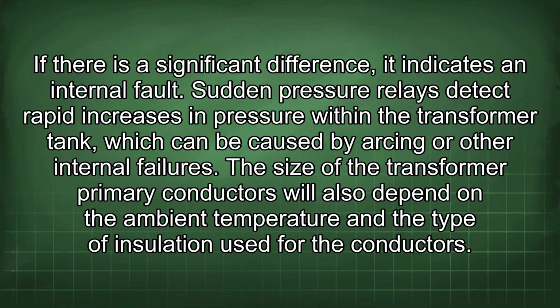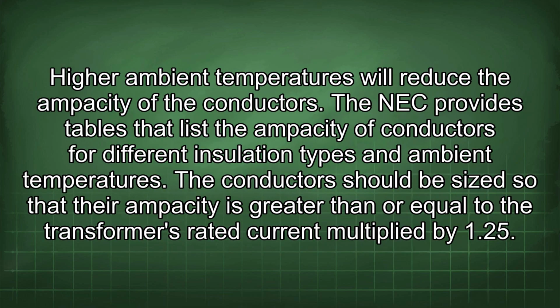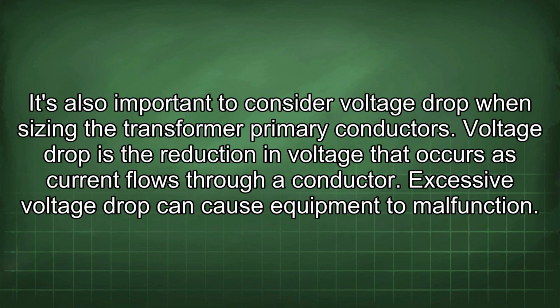The size of the transformer primary conductors will also depend on the ambient temperature and the type of insulation used for the conductors. Higher ambient temperatures will reduce the ampacity of the conductors. The NEC provides tables that list the ampacity of conductors for different insulation types and ambient temperatures. The conductors should be sized so that their ampacity is greater than or equal to the transformer's rated current multiplied by 1.25. It's also important to consider voltage drop when sizing the transformer primary conductors.